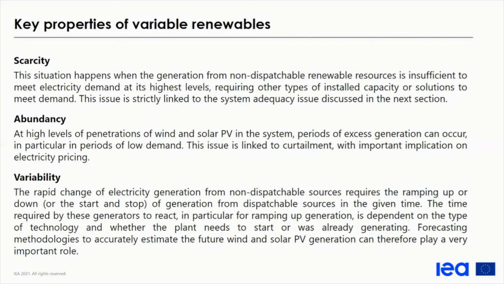The second point, abundancy, is the opposite. It's when we have too much generation, too much output from wind and solar PV in the system, which leads to excess generation compared to demand. We saw an example earlier with the European Union. Then the third category, variability, is really the extent and the speed of the change of the outputs. For instance, the speed at which solar PV ramps up for the noon peak and ramps down when the evenings come, that needs to be compensated by other means of production.